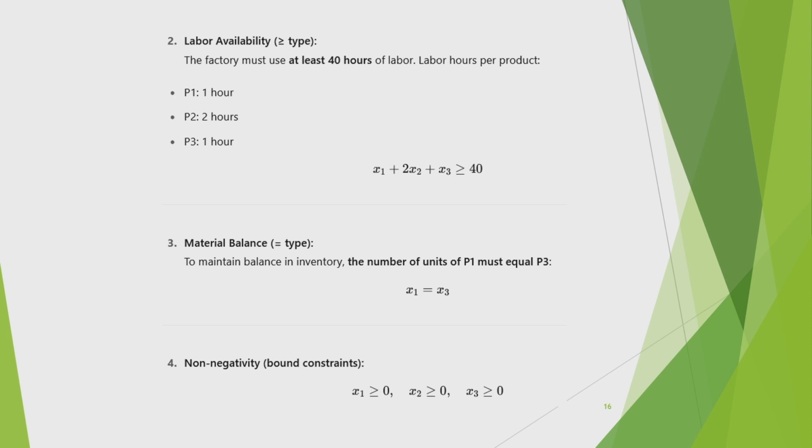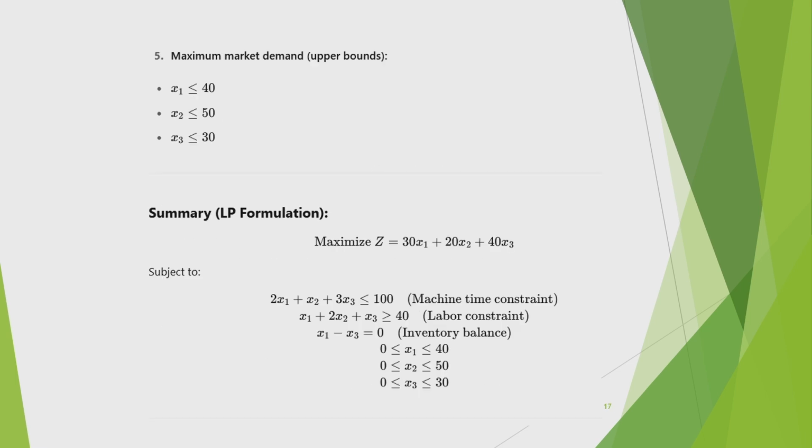Then labor availability may be there. You must use the labor, so that people should not sit idle. So that can be a greater-than constraint. To maintain balance in the inventory, the number of units of P1 must equal that of P3. If that type of thing is there, then put x1, x2, x3, and then the non-negativity constraints are there. So those types of constraints can be put, and this is how we can formulate a linear programming problem. For maximum market demand, we can say x1 may be less than 40, x2 may be less than this one. So then we make the complete linear program here.